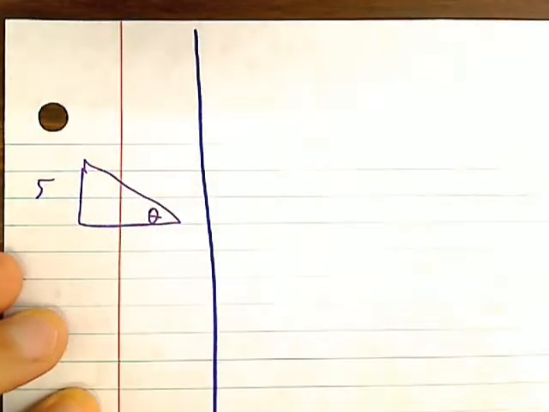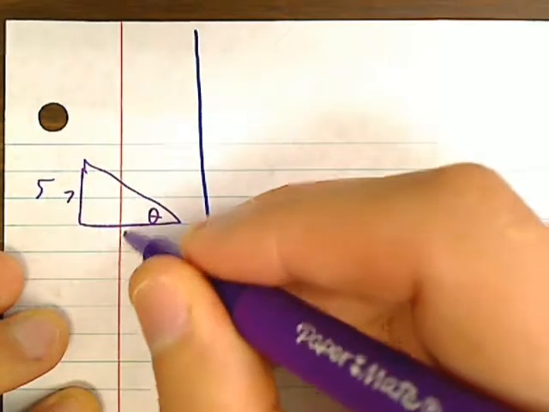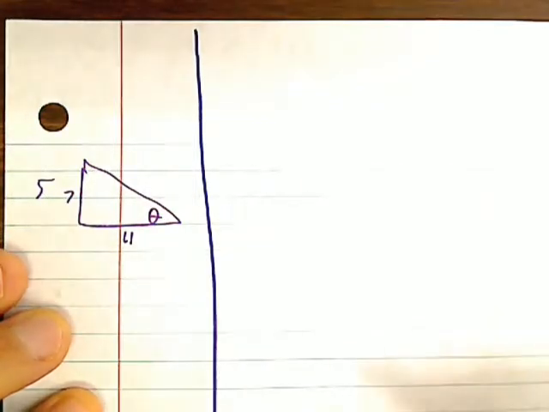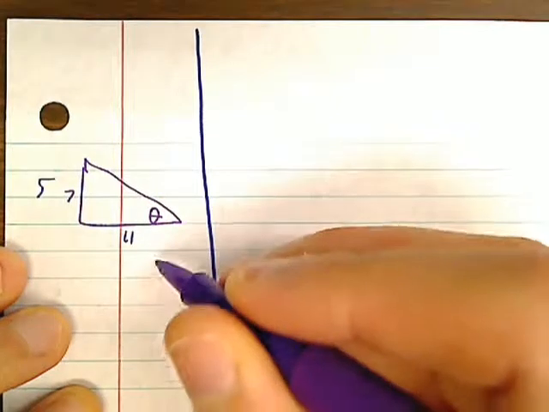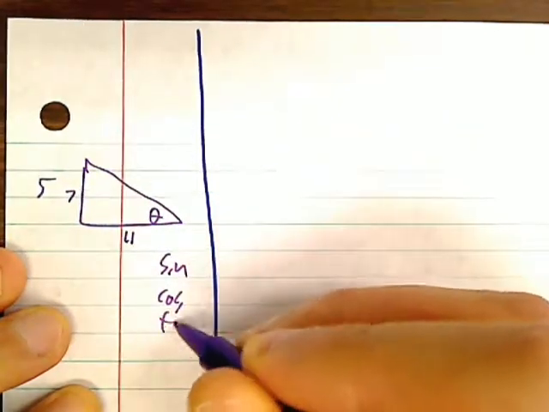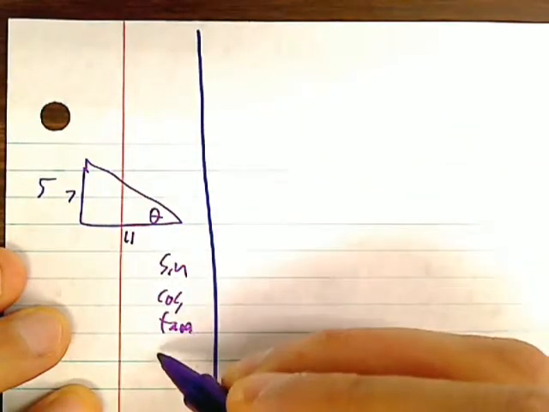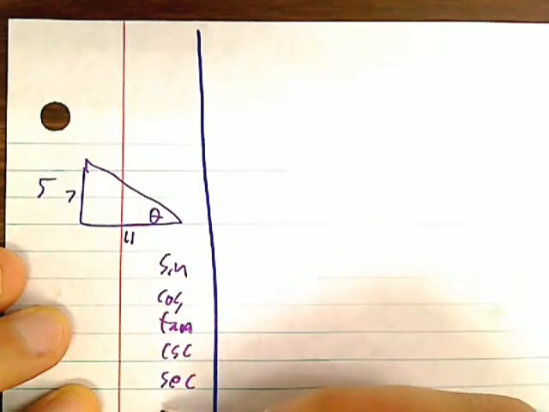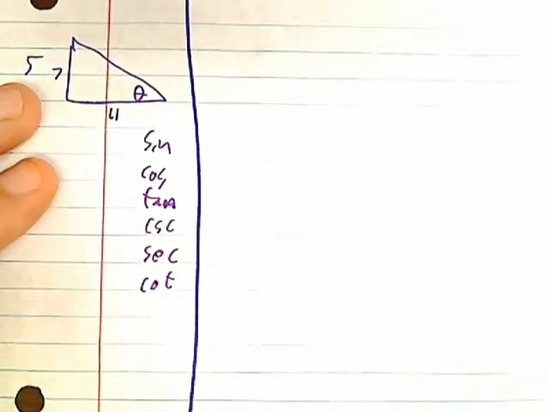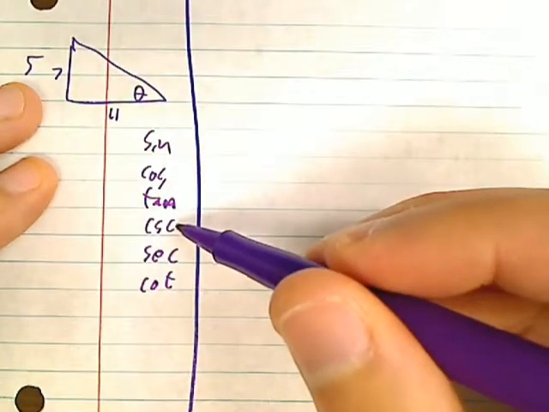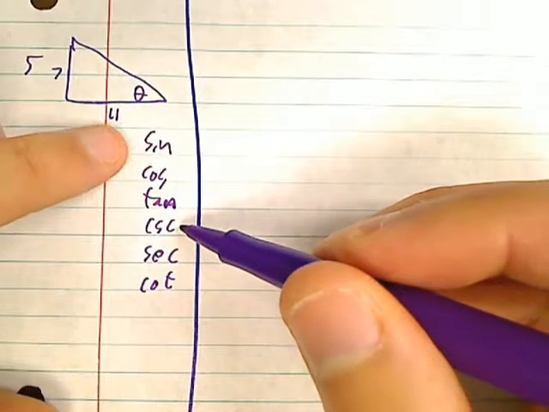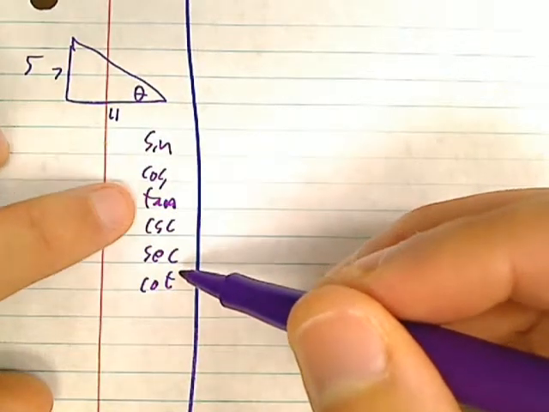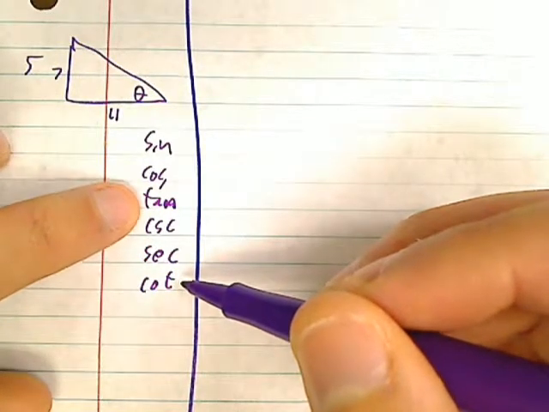So there's theta, 7 and 11. Okay, now they want us to say all of the trig functions. So it's sine, cosine, tangent, and then cosecant, secant, and cotangent. And I do it in that order. I do the 3 main functions and then the other ones in the order that they're reciprocals. So cosecant is the reciprocal of sine, cosine is the reciprocal of secant, and tangent is the reciprocal of cotangent.